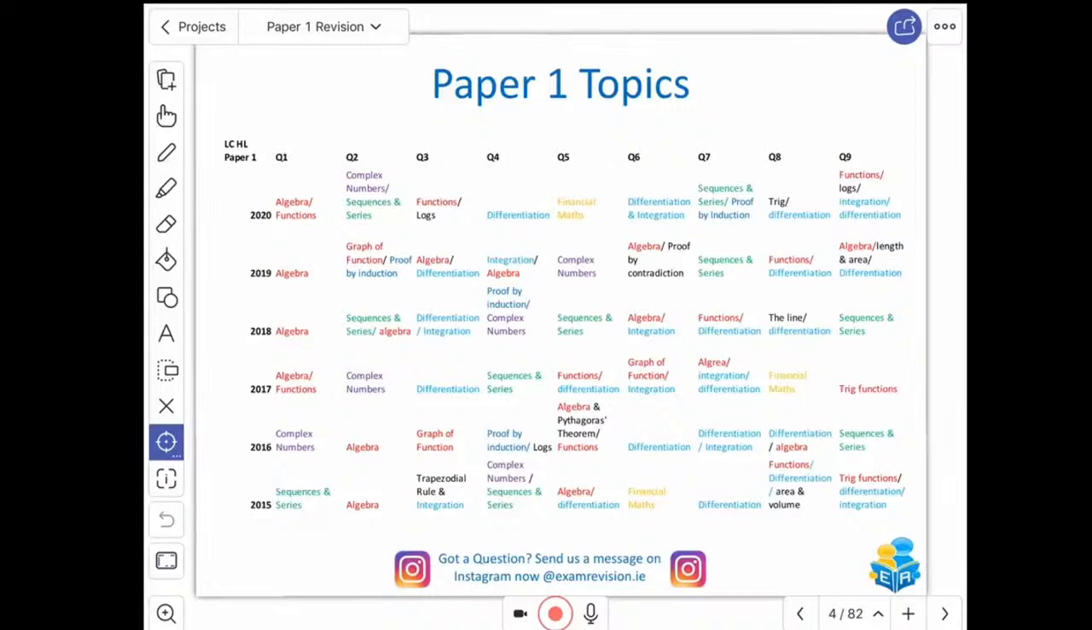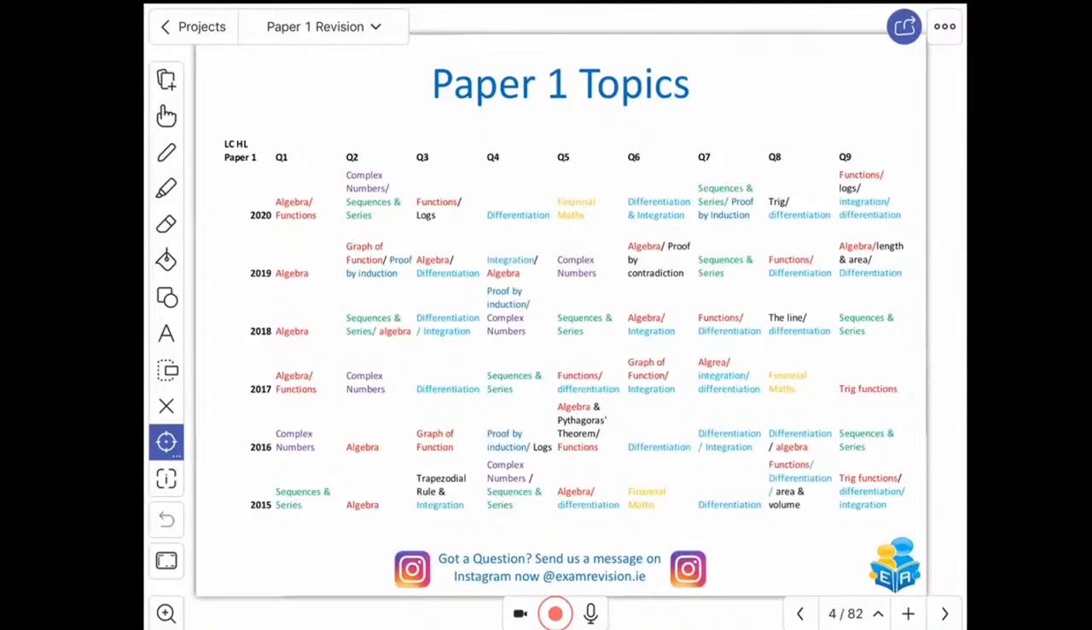And if you look at the ones that I haven't coloured in, these are some smaller topics. You can see logs would be very much considered paper 1 as well. It hasn't come up in loads of places, so I didn't colour it. But if you look at some of the other ones, length and area, the line, Pythagoras' theorem, area and volume, trapezoidal rule, etc., you can see some of those we would associate more with our paper 2. It's just to show you that they do obviously come up on paper 1 as well.